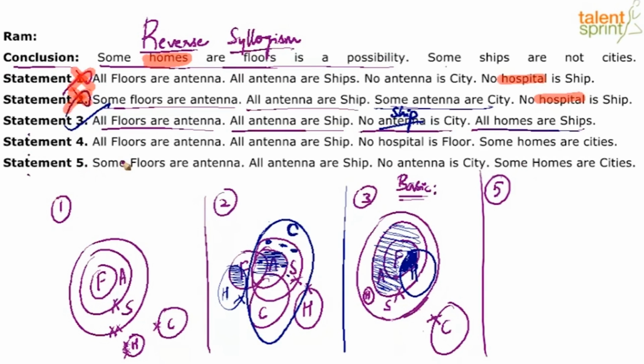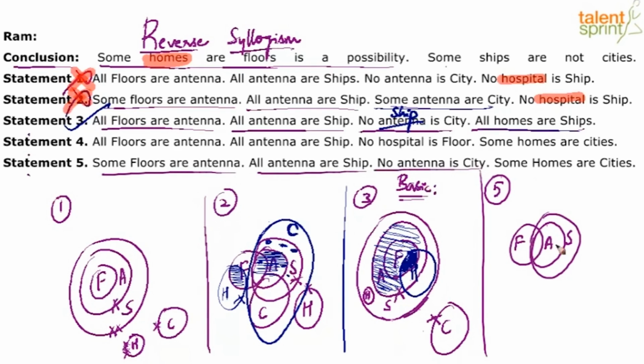Look at the fifth one. Some floors are antenna. All antenna are ship. No antenna is city, so antenna and city do not touch each other. And some homes are cities. So this is the basic diagram for option 5. Some floors are antenna, all antenna are ship, no antenna is a city, and some homes are cities. Now go back to the conclusions.